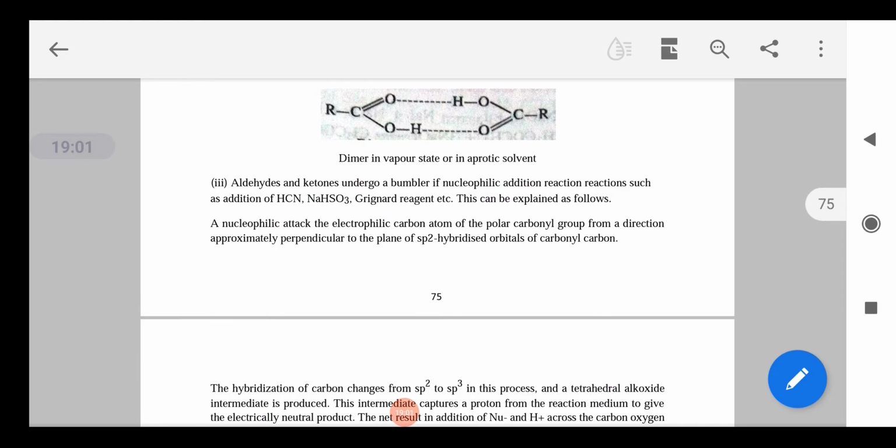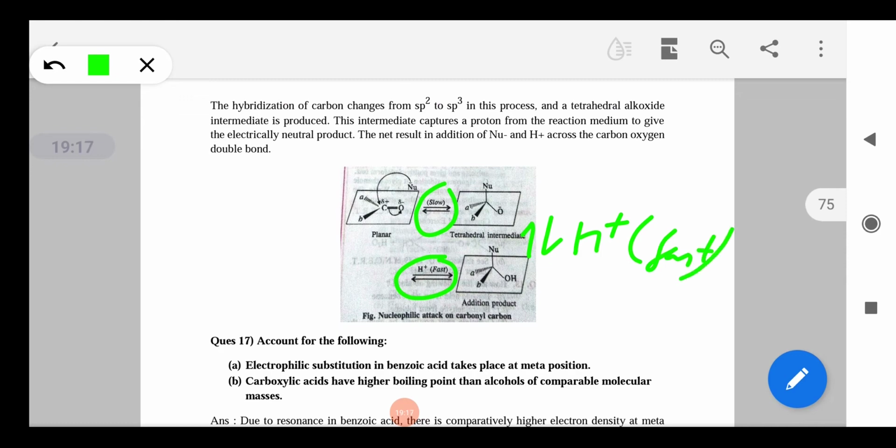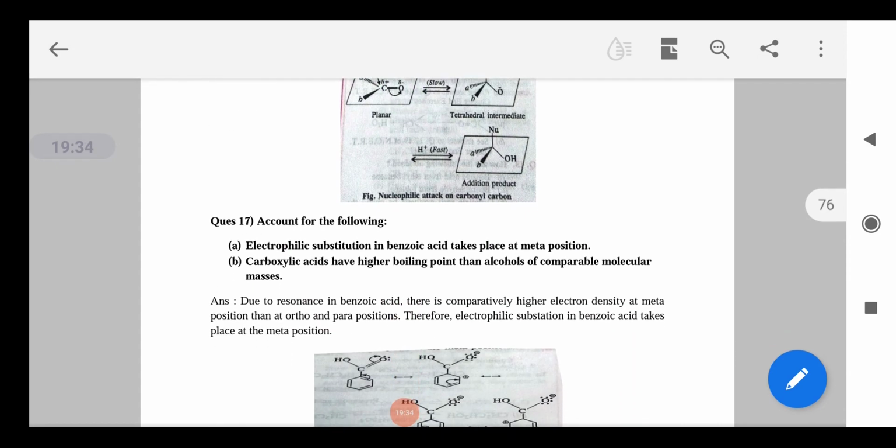You can simply write like this. So this is the mechanism given here. The first step is always slow and the second step is fast. Okay, here this arrow actually should come here. Okay, and proton, and this step is fast. The slow step is the rate determining step, and the fast step is the second one. So this is the addition product formed. So you can simply write, because of polarity of carbonyl carbon, aldehyde and ketones undergo nucleophilic addition reaction.